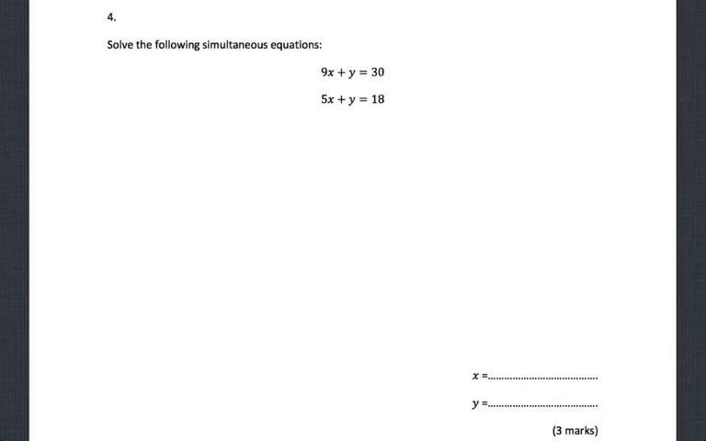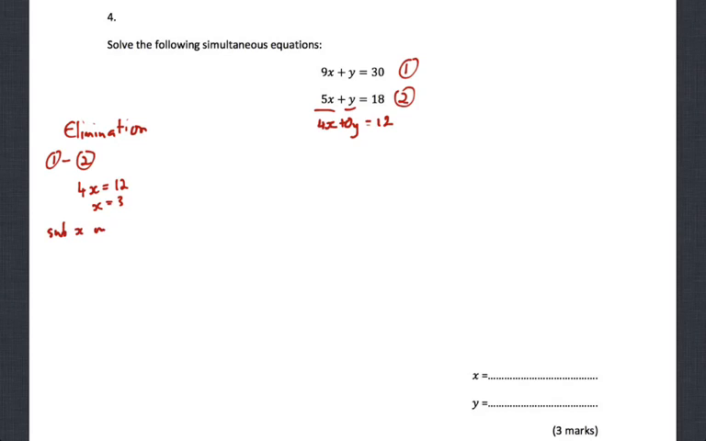Okay, if we do equation 1, take away equation 2, then we will be left with 4x, because 9x take away 5x is 4x. We have y take away y, which is no y's, and 30 take away 18, which is 12. So we have 4x is equal to 12, which means that x is equal to 3. Now we're going to substitute x is 3 into equation 2, which looks easier. So we get 5 times 3, because it's 5x, plus y equals 18, and so y must be 3.